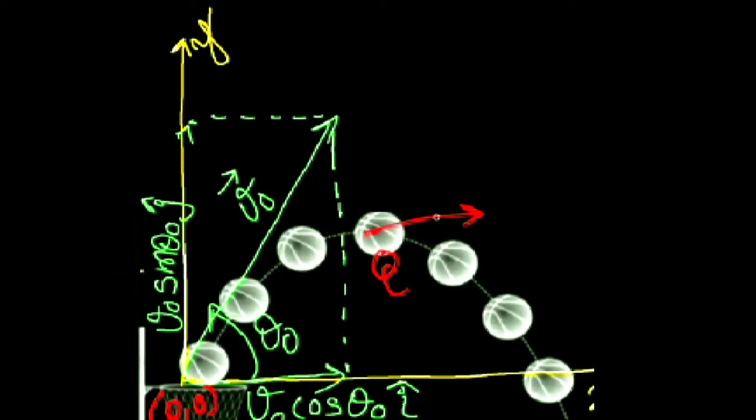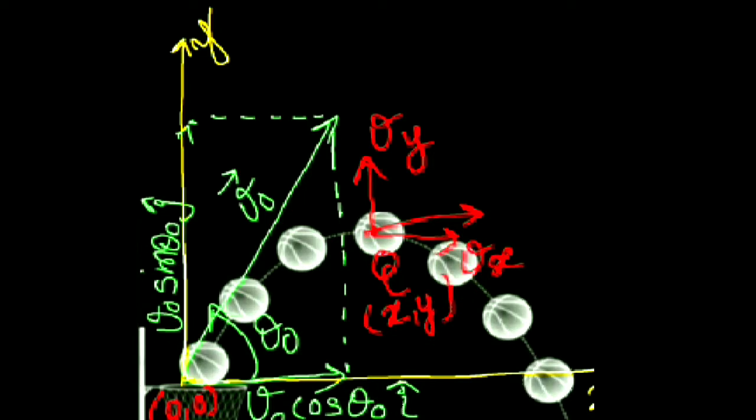Now, at time t, the projectile is at point Q. So here there are two components of the velocity, vector v. The first component is on the x-axis and the second component on the y-axis. Coordinates of point Q are x and y.